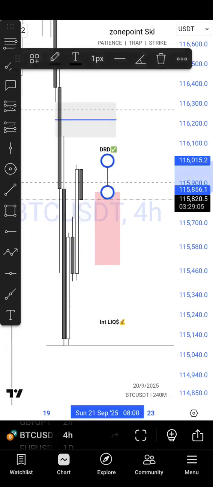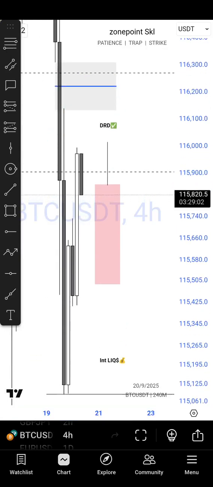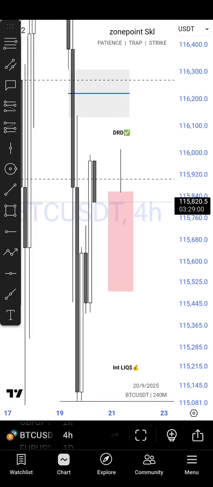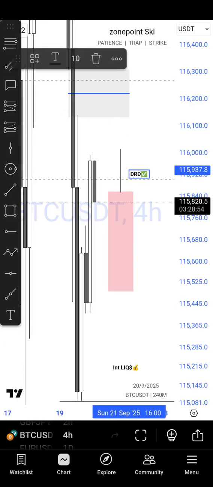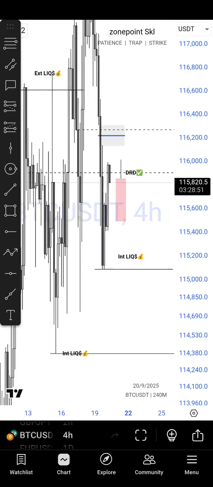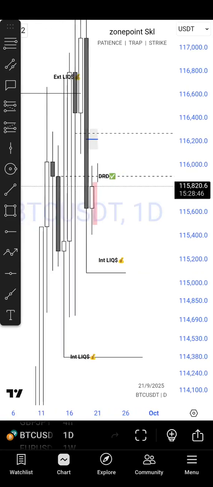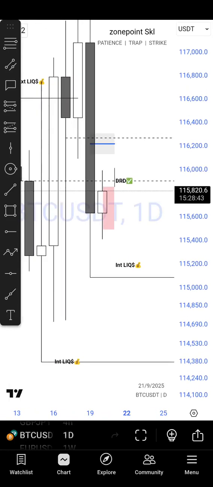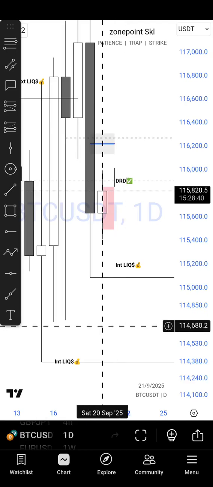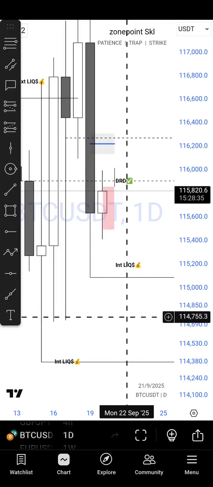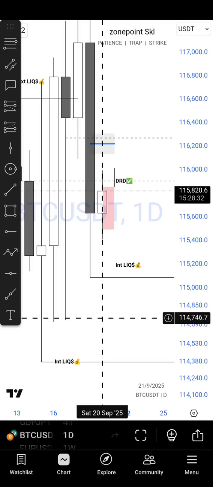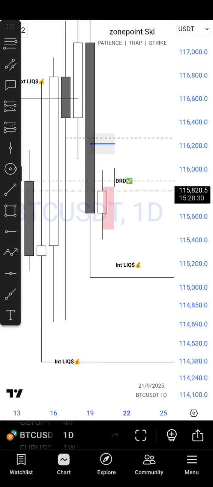Since we have this daily rejecting daily, on a daily chart we already have this rejection. This is it here, where this candle that my line crosses, we have this rejection. You can see this candle that I'm moving. So we already have this rejection on this daily rejecting daily, which means it's going to be bearish.